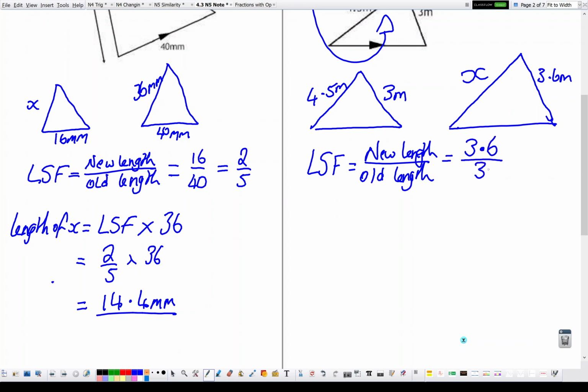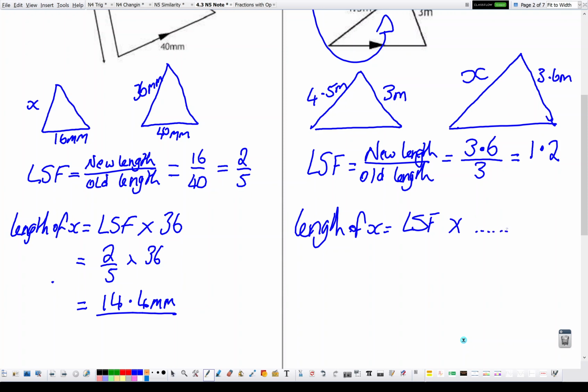So that's not a fraction. We wouldn't tend to leave that as a fraction because that is divisible by 3. So it's going to be 1.2. Right, that's just 3.6 divided by 3 in your calculator. That's what you're going to get. What I'd like you to do now is find me the length of x. So the length of x is going to be the length scale factor multiplied by the corresponding side to x.